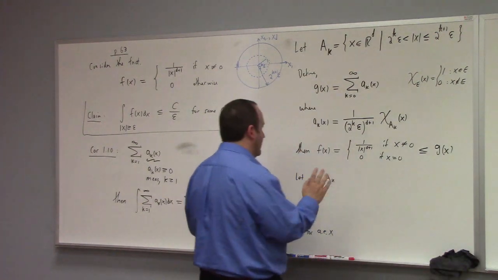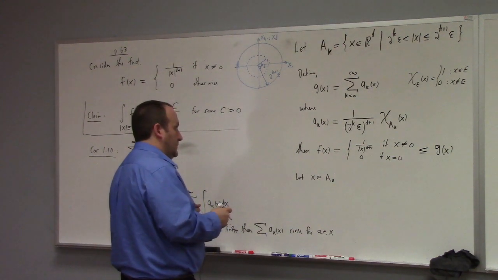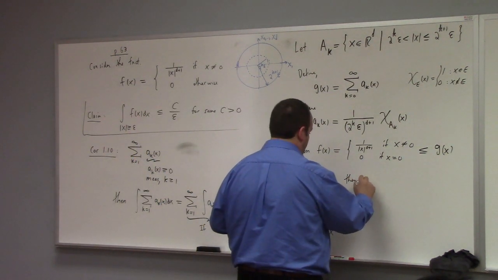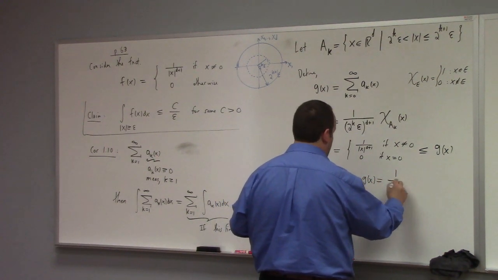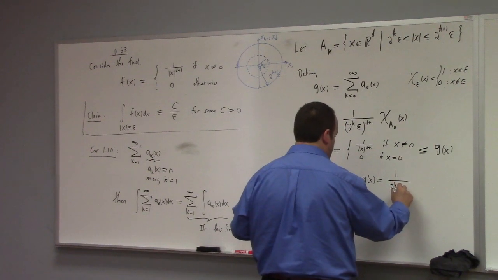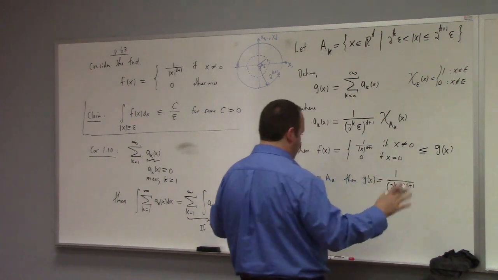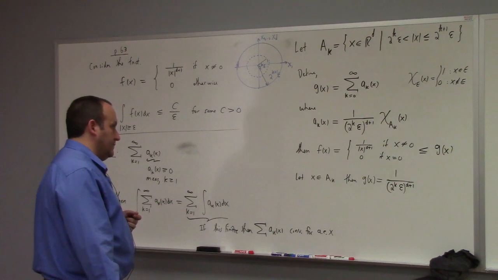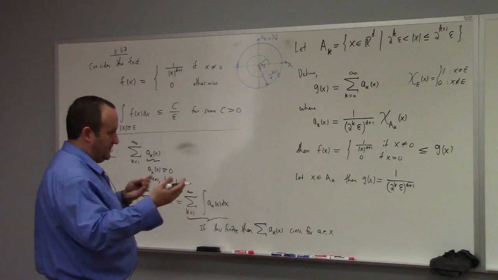So if x is an element of A_k, then g of x is equal to 1 over (2^k epsilon)^(d+1), right? Because that's the only non-zero thing in the series, and it's just that.